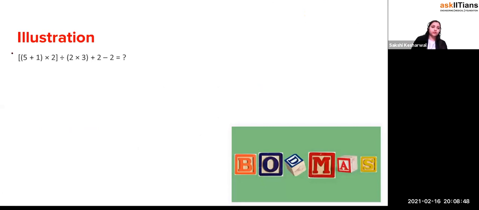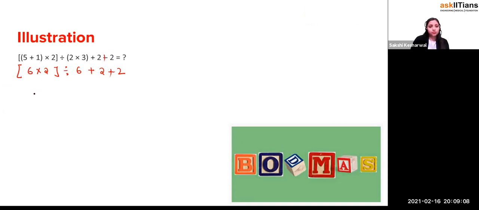Okay, now let's solve this. First we'll solve the bracket. That means first you solve the bracket. So this will be equal to what? 6 into 2, right? This is 6, this is plus 2 and this is minus 2. I think you should write this as plus 2 and this as plus 2, because right now we have not dealt with the integers. So make this plus 2.